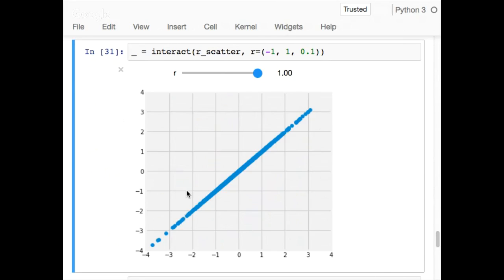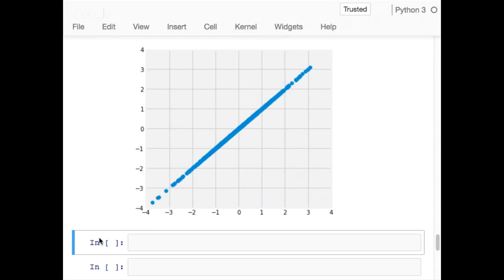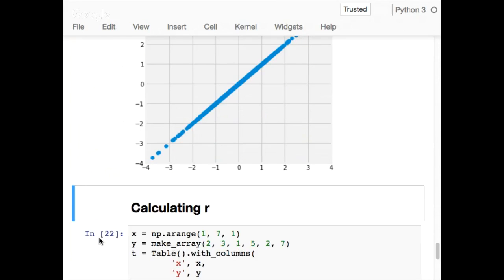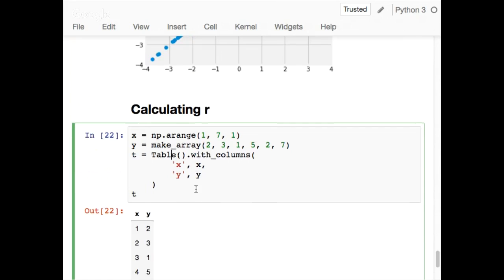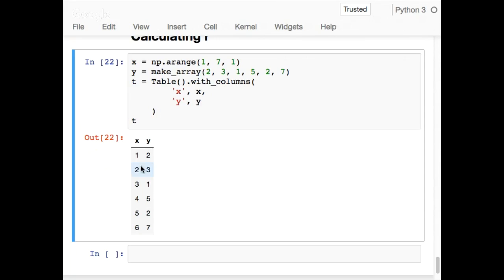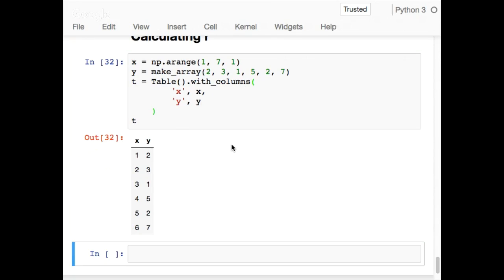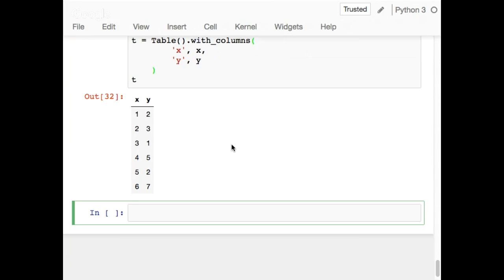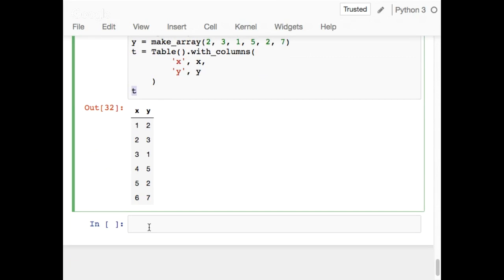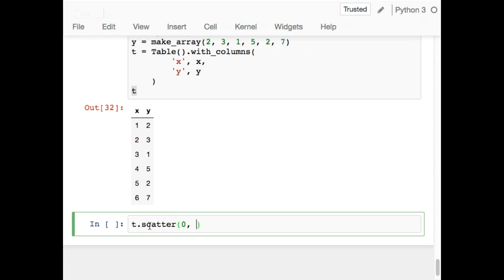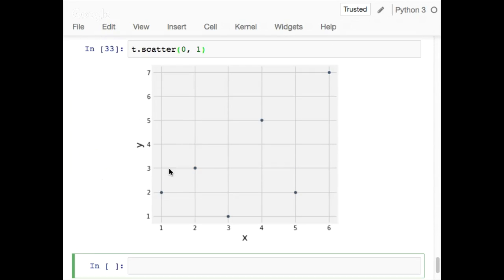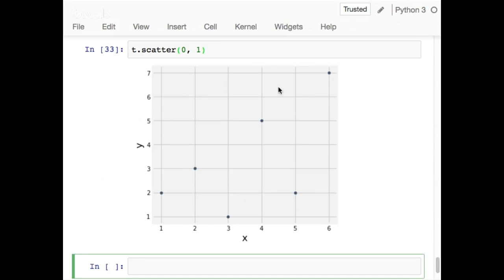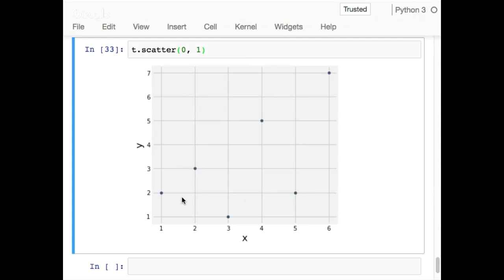The way to compute r is actually not too hard based on what we have here. I have this table with x's and y's, just some made-up numbers I'm using to demonstrate the calculation of r. Let's scatter plot this to visualize first. It looks like here we have kind of a positive relationship. Knowing the value of r will let me determine how strong that relationship is.